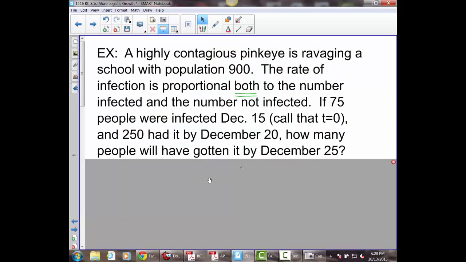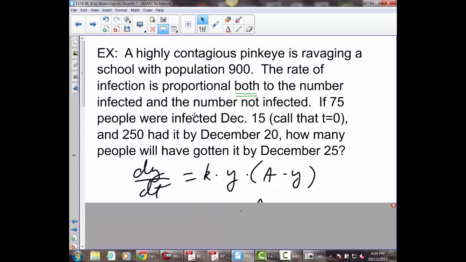So here's an example. They're very wordy questions. A highly contagious pink eye is ravaging a school with population 900. The rate of infection is proportional both to the number infected and the number not infected. If 75 people were infected December 15th, call that T equals 0, and 250 had it by December 20th, how many people will have gotten it by Christmas Day?